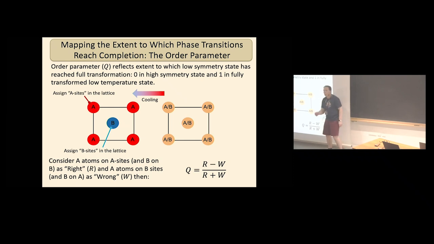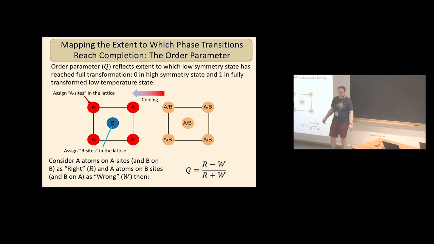Okay, so if I've got all of my atoms correctly located, all the A's on A sites, all the B's on B sites, then all of the atoms are R, none of the atoms are W, and so R, all of them, divided by all of them, is going to give you a 1. If, on the other hand, it's fully disordered, you have the same number of right atoms and wrong atoms, because it's a random chance that it's going to be an A on an A site or a B on an A site. So R minus W is going to be 0. And so if this is the fully disordered state, then the order parameter is going to be 0.